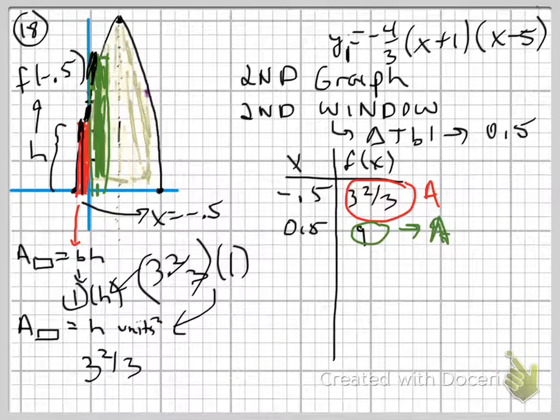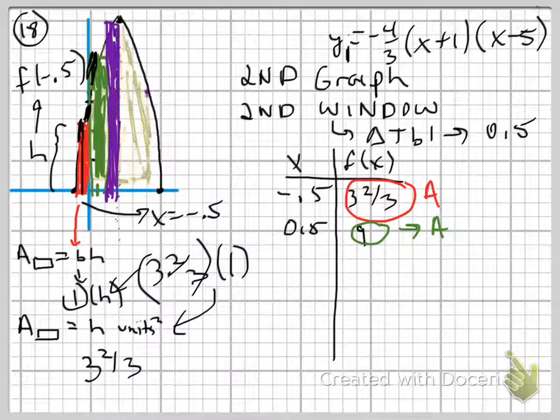So I have a 9, and I have a 3 2/3. So I'll do another rectangle. I'll do this one in purple, and I'm going to go over here to 1.5. Okay, I'm going to go up till I hit this, which is right here. So I want that purple rectangle. So I want that rectangle's area.